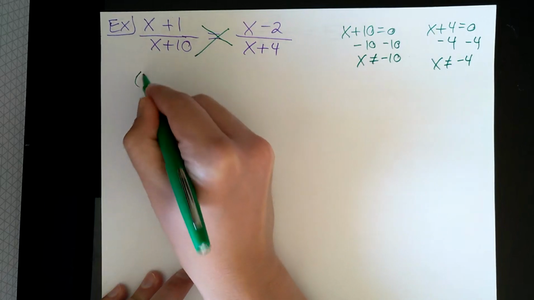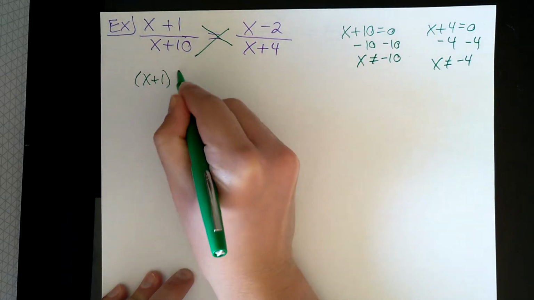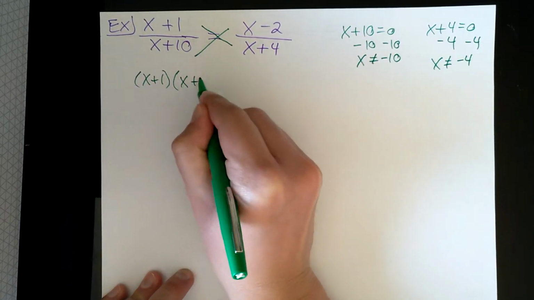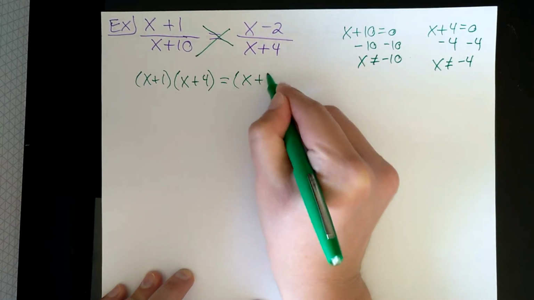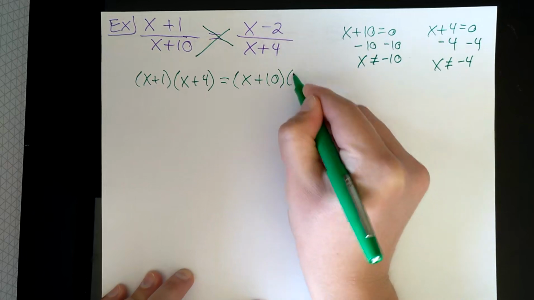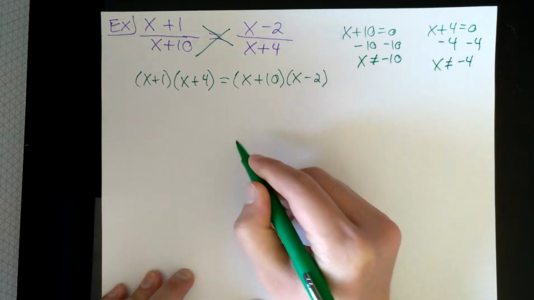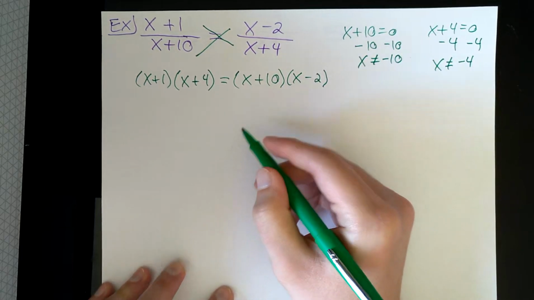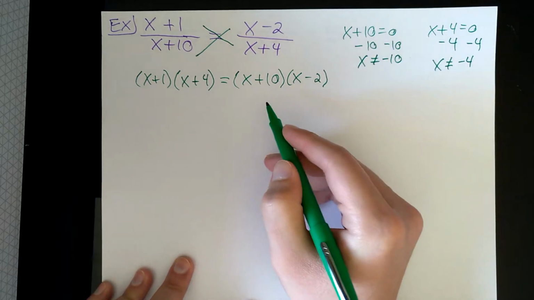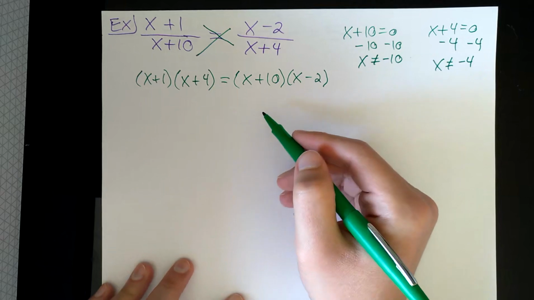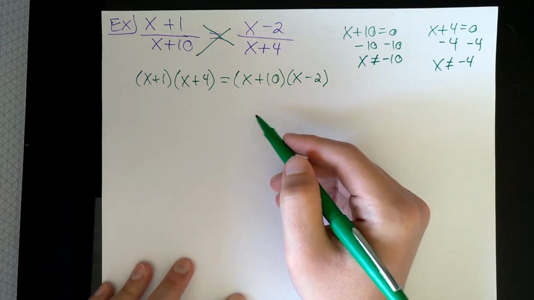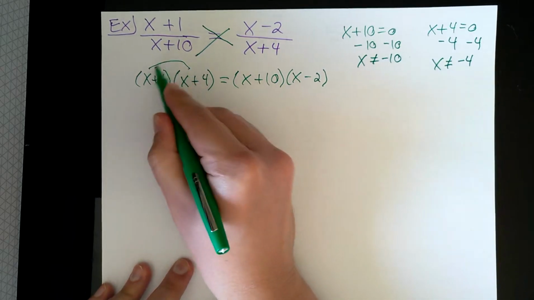So x plus 1 times x plus 4 equals x plus 10 times x minus 2. This is the same thing as if we multiplied by the LCD. So now it's just a matter of solving. We're going to start distributing these.